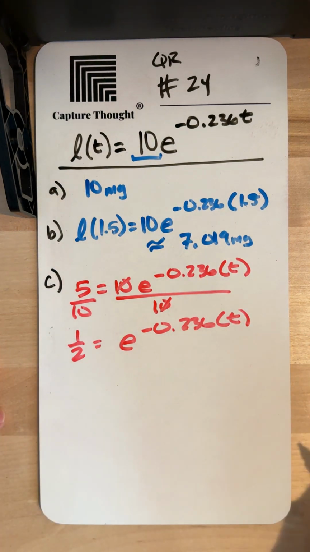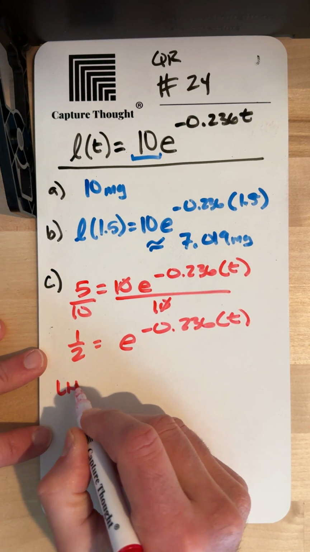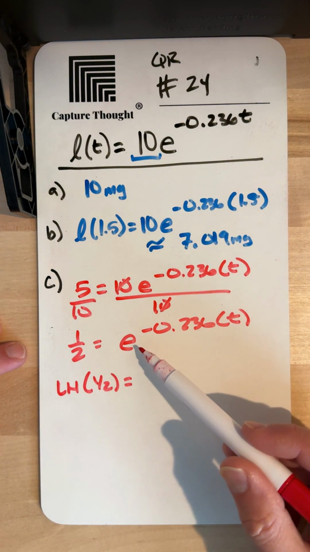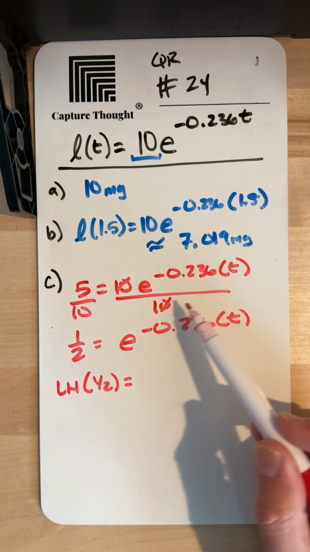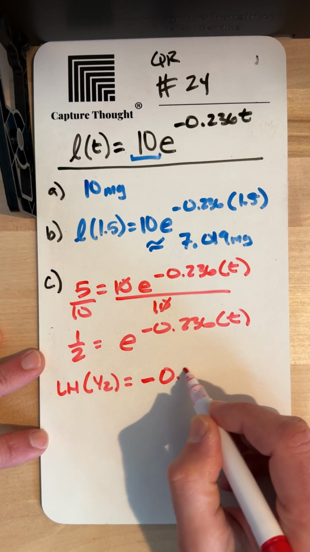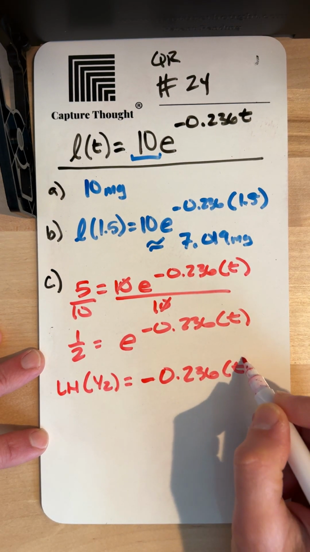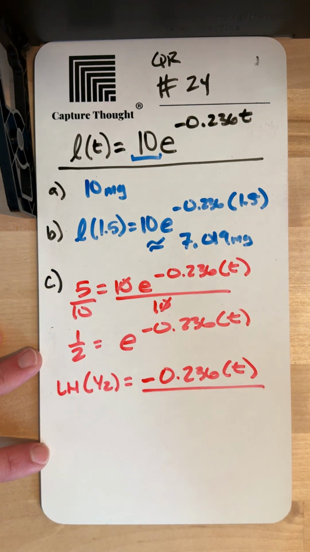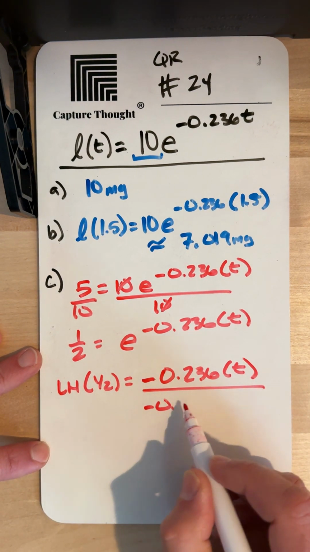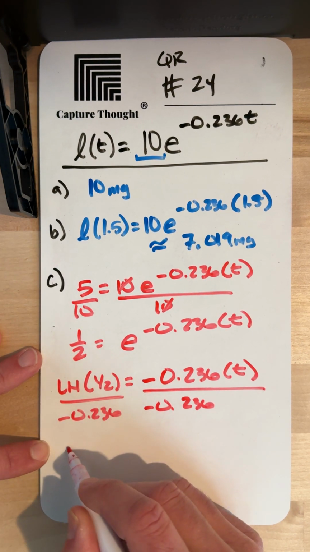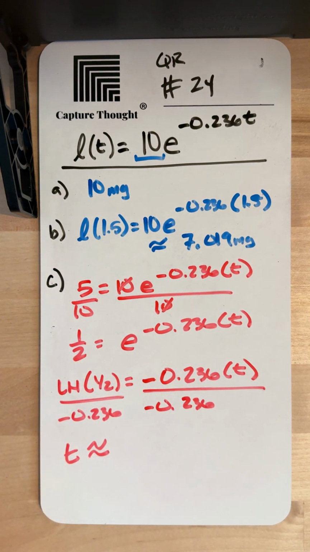All right, so from here, I'm going to take the natural log of both sides. So the natural log of 1/2 is now equal to, now I know when I take the natural log of e, it's equal to 1, and I can use the power property to bring this down. So this is just going to be negative 0.236 times t. Now the only thing I have to do is solve for t by dividing both sides of the equation by negative 0.236. Therefore, t is going to be approximately, now here's again, you have to plug in your calculator because you can't solve for that.